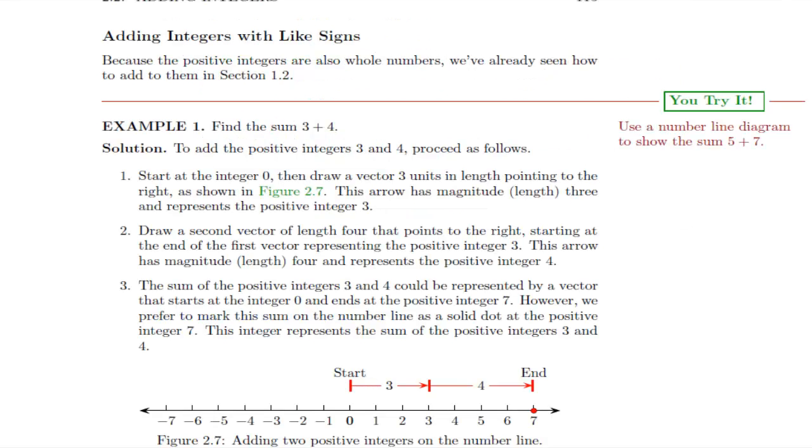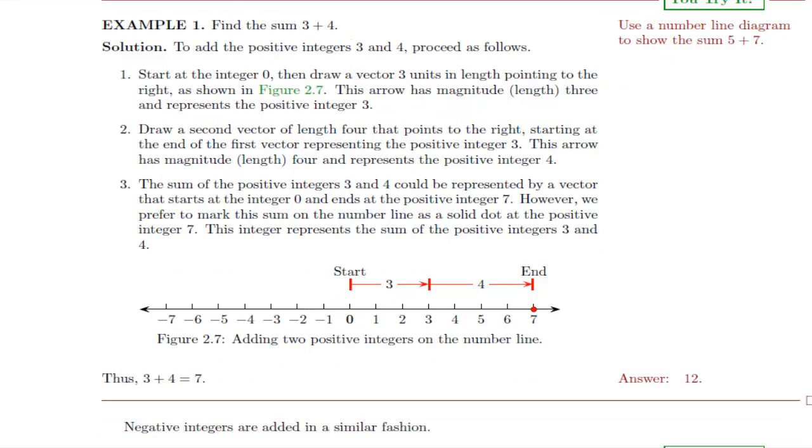Adding integers with like signs. Because the positive integers are also whole numbers, we've already seen how to add them in Section 1.2. Example 1. Find the sum 3 plus 4. Solution. To add the positive integers 3 and 4, proceed as follows. Start at the integer 0, then draw a vector 3 units in length pointing to the right as shown in Figure 2.7. This arrow has magnitude, length 3, and represents the positive integer 3.